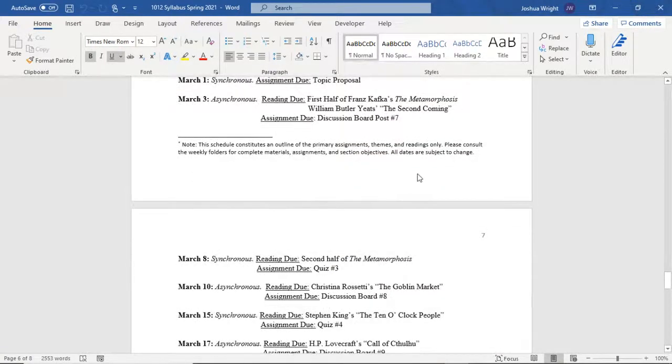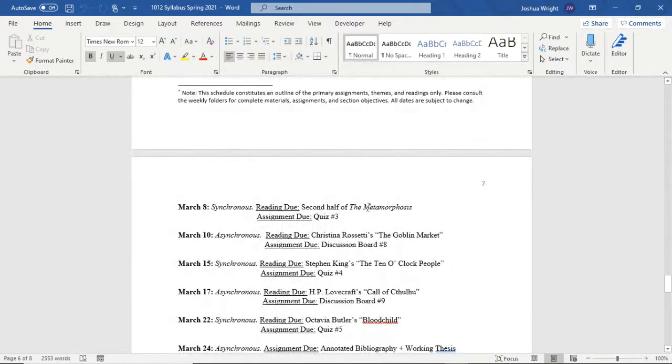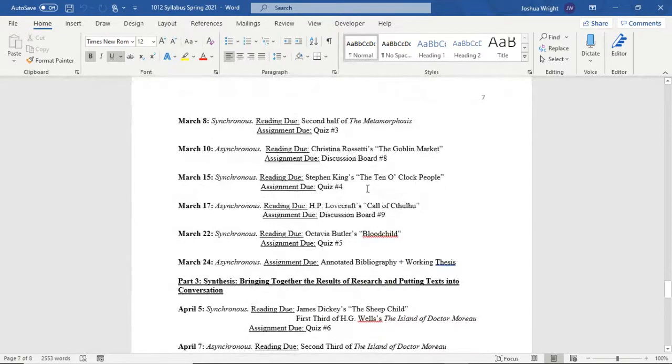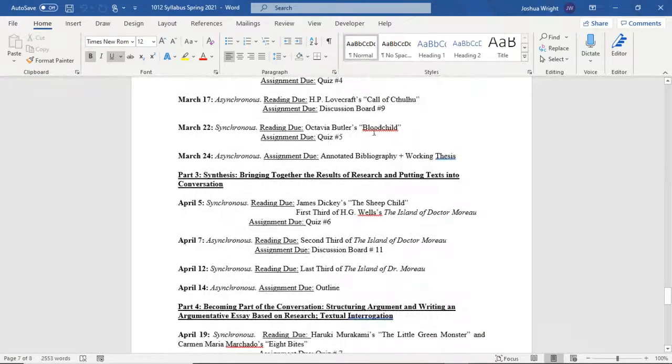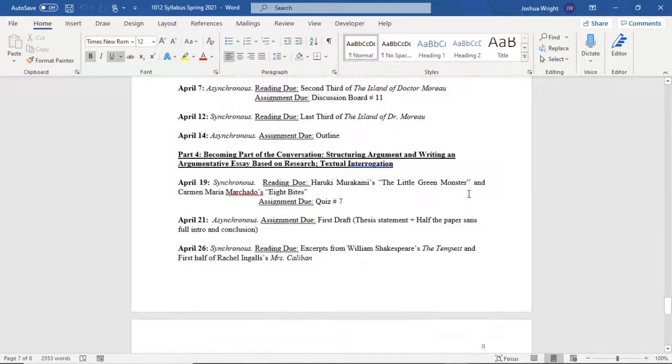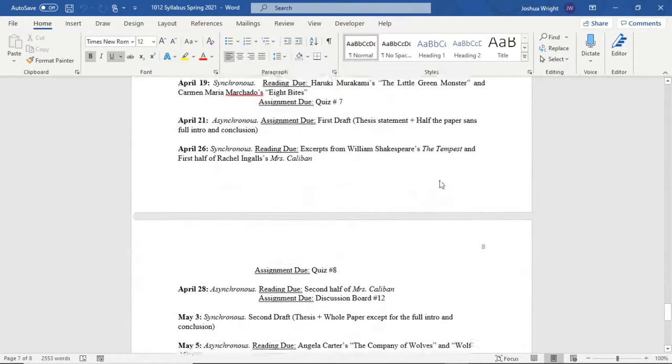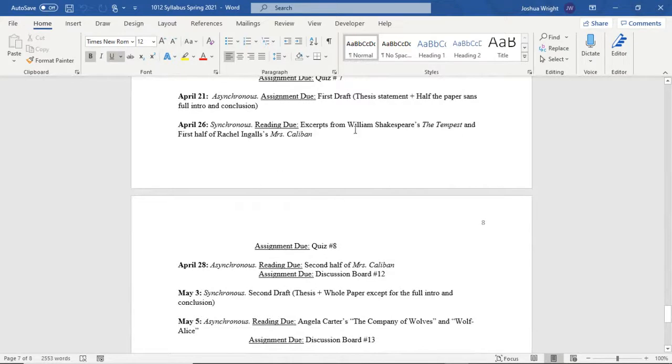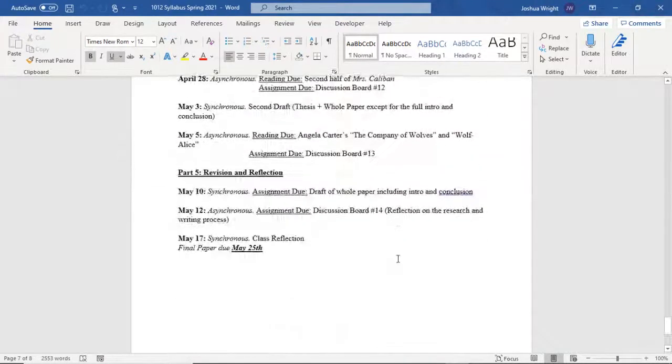This is a longer one, the Metamorphosis. This one's longer. The 10 o'clock people is pretty long, but not difficult. Blood Child's on the longer side. The Island of Dr. Moreau, those 3 parts are on the longer side. Not particularly difficult again, but on the longer side. And then Mrs. Caliban, we're reading it in 2 parts. It's a slim volume, but we're only doing it in 2 parts. So those are also on the longer side.